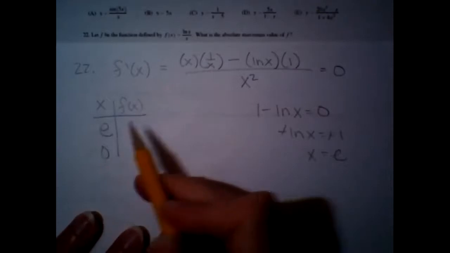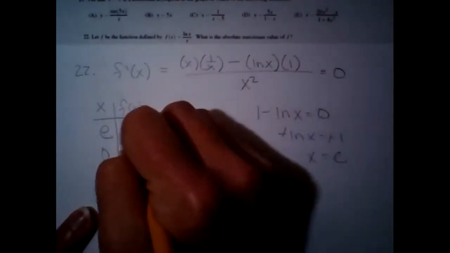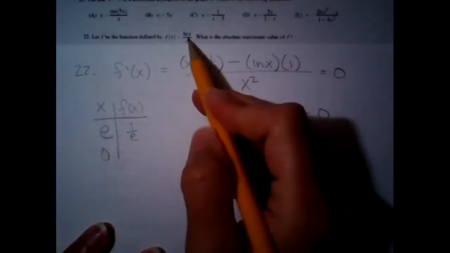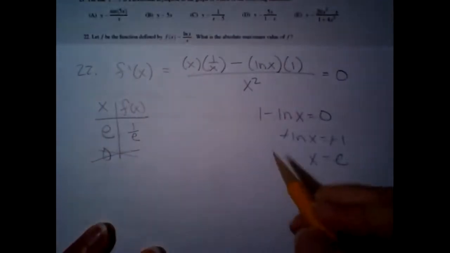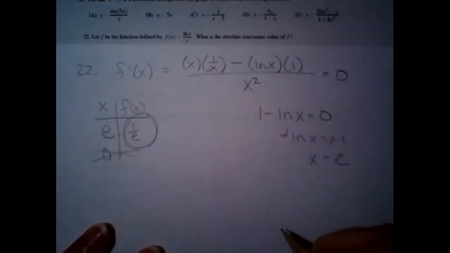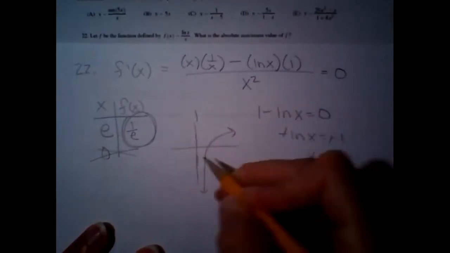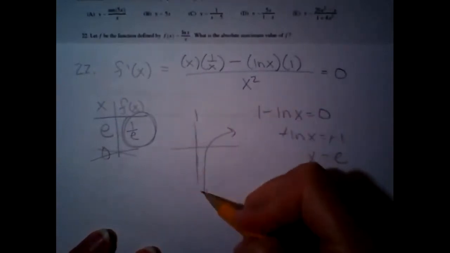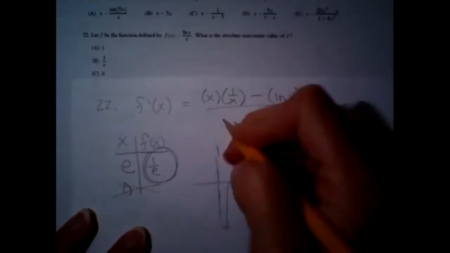Now you're going to plug those back into the original function. ln of e would be 1 and then over e. And if you try to plug in 0, you can't ln 0, so that doesn't even give you a result. So this has to be your extreme value, 1 over e. Remember, this is what your ln graph looks like. You can't ln 0 because there's an asymptote there, and you also can't ln any negative numbers either. So 1 over e for that one, and that is b.